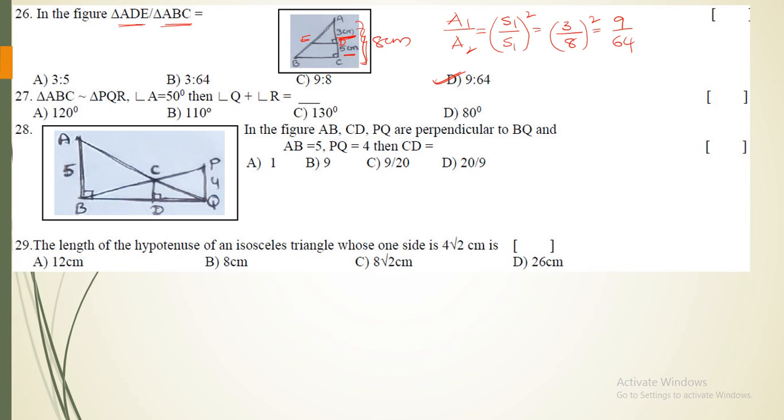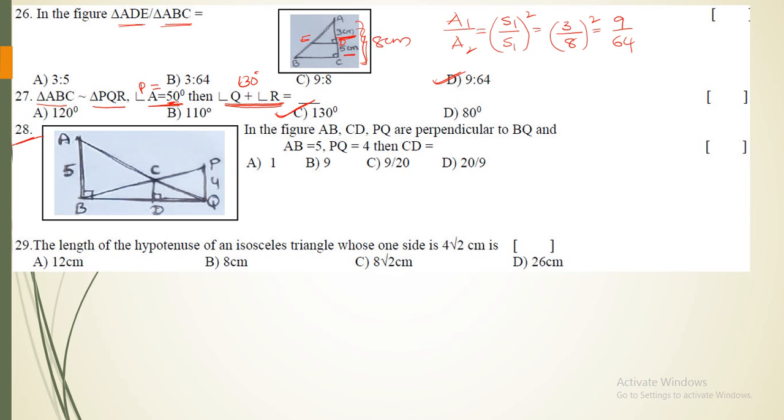Next, in triangle ABC, triangle ABC is similar to triangle PQR. Angle A is equal to 50 degrees. So if angle A is equal to 50 degrees, angle P is also equal to 50 degrees. Since we know the sum of angles of a triangle is 180 degrees, if one angle is 50, then the sum of the remaining two angles is 130 degrees. So option C is my answer.